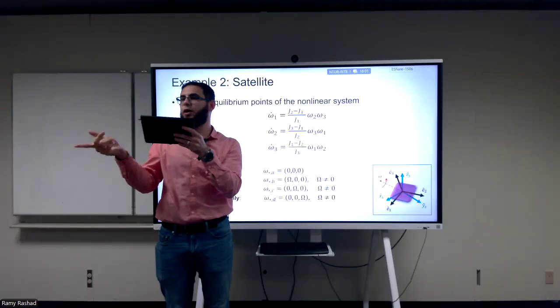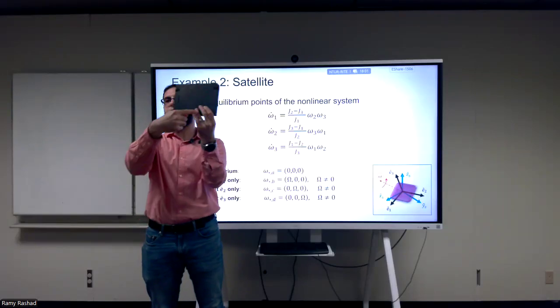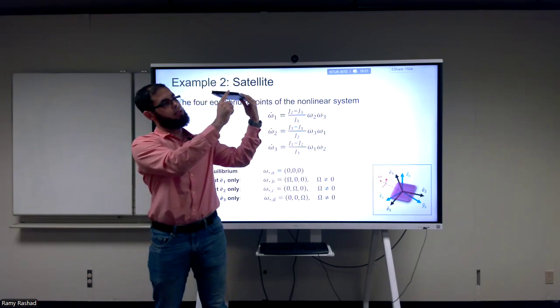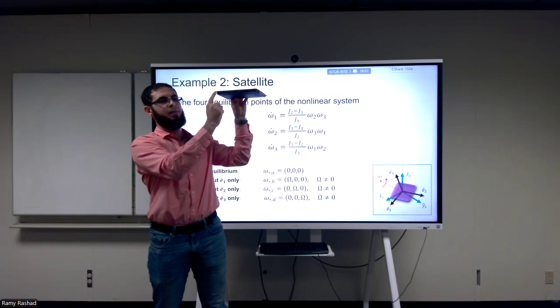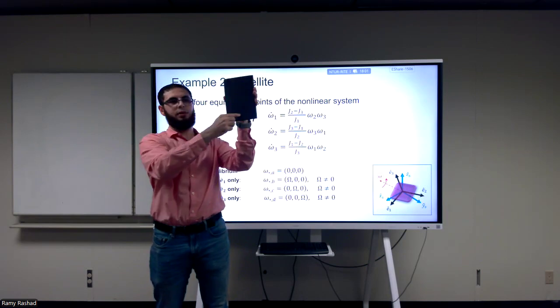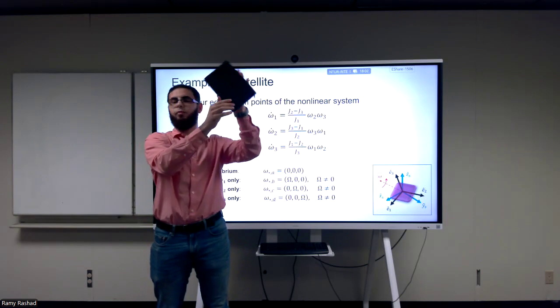How do we know the biggest one from the smallest one? Take a look at this. This is just a cuboid. So this is the smallest area, this is the intermediate area, and this is the biggest area, right? So rotation around this axis is stable.